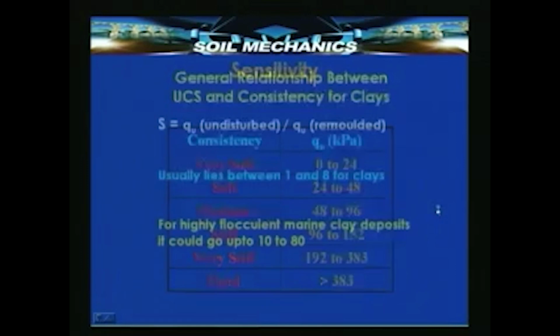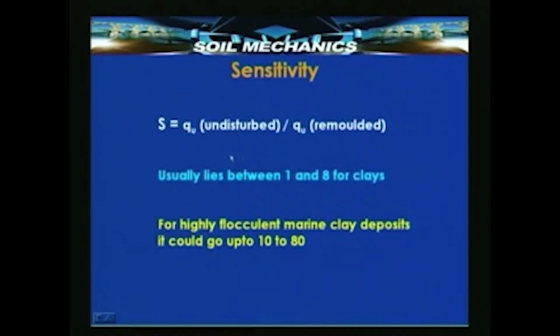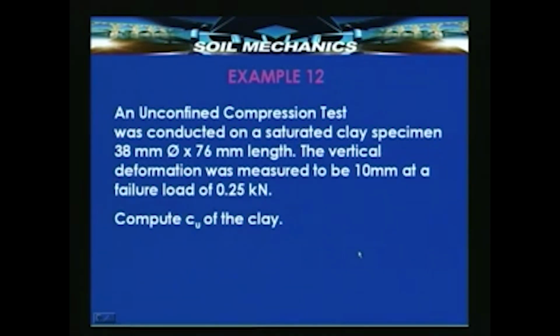Now, further, the unconfined compressive strength of a soil depends upon the nature of disturbance that the soil has undergone. In the undisturbed state, if it has a compressive strength Qu undisturbed, and after remolding, if it has a compressive strength of Qu, the ratio of these is known as sensitivity. That shows how sensitive the soil is to disturbance, because there is a reduction in strength due to disturbance. This value usually lies between 1 and 8 for clays, and for flocculated marine clays it can even go from 10 to 80.